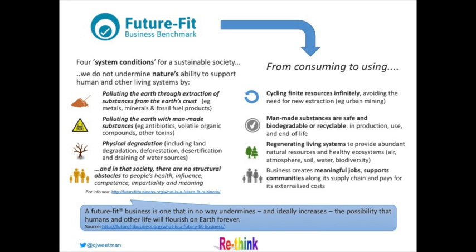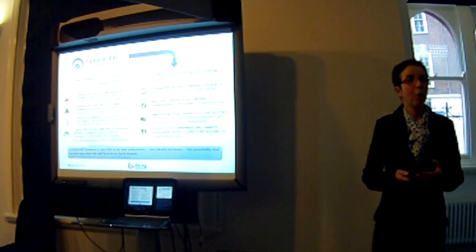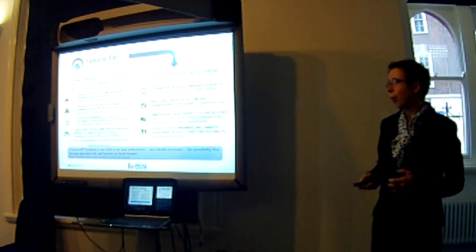So it's about moving from a system where we're consuming resources to a system where we use them instead, where we're cycling finite resources indefinitely, where man-made substances are safe for human health and for the environment, where we're regenerating those living systems that we depend on, and where business creates meaningful jobs and supports local communities. So a system where we can have enough for all, forever.